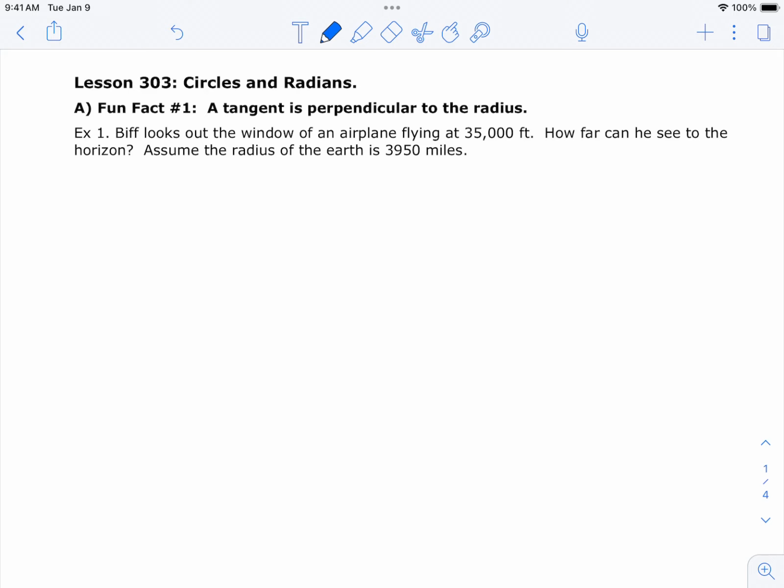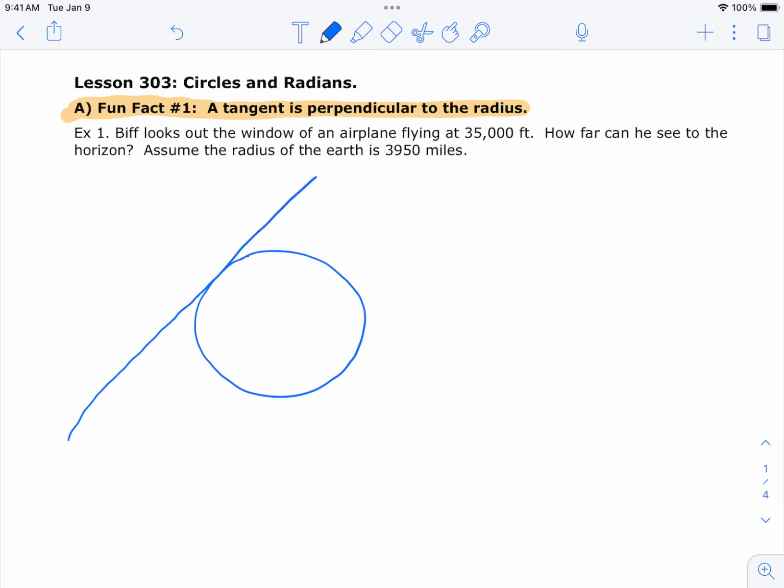Now, fun fact number one, and this is a useful fact often when you're analyzing various arrangements of things. Tangent is perpendicular to the radius. What does that say? What's a tangent? Well, a tangent, you might remember from somewhere, that's supposed to be a circle. Oh, that's ugly. Let's see if I can do a better one. That's a little better. So that's a circle. And if you draw a line anywhere that just barely touches the circle at one point only, that would be called a tangent.